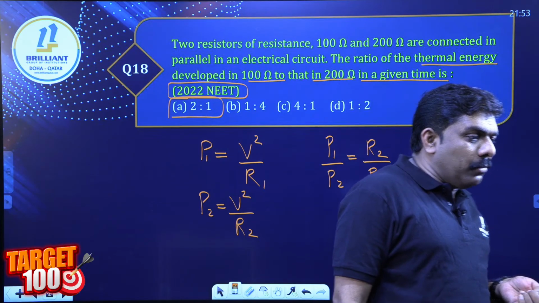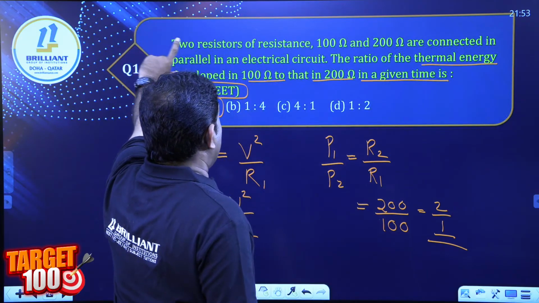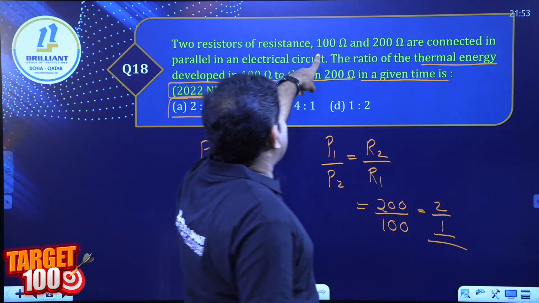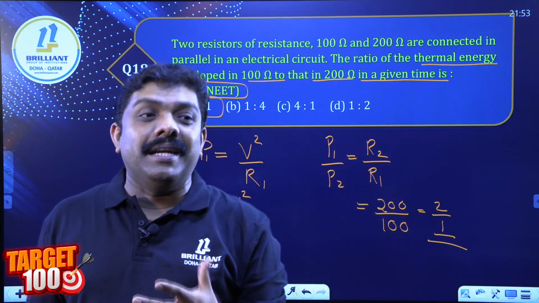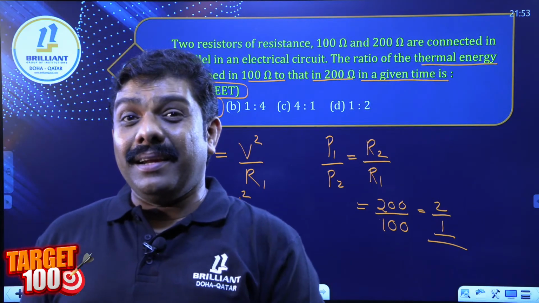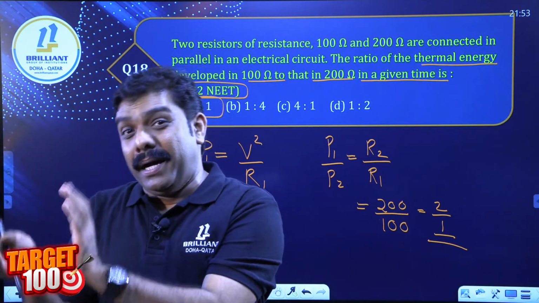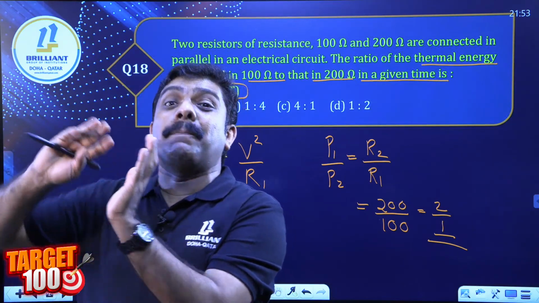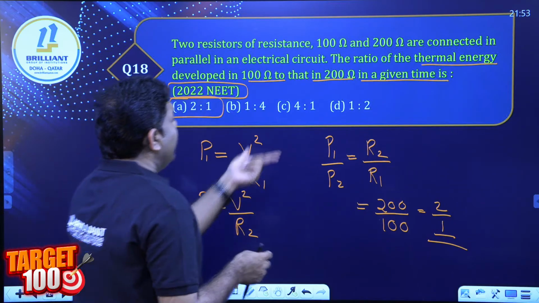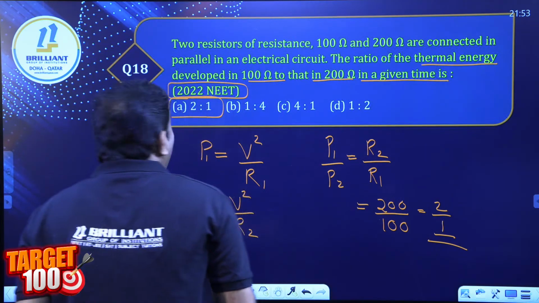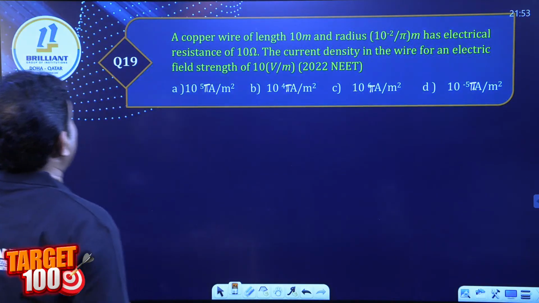I'm explaining once more. Please see, 18A. What is the point I'm explaining? Two resistors of resistance 100 and 200 are connected in parallel. Thermal energy in a given time. Thermal energy in a given time means energy by time, thermal energy per unit time, so that is equal to power. P1 by P2 is R2 by R1, so that is equal to 2 by 1. Now we are ready to do the next question.